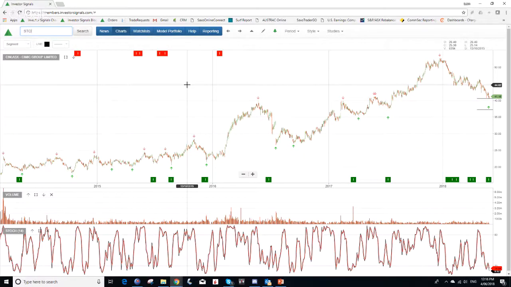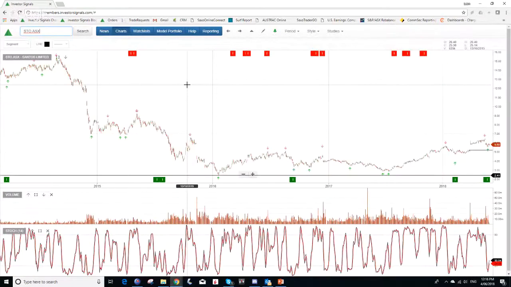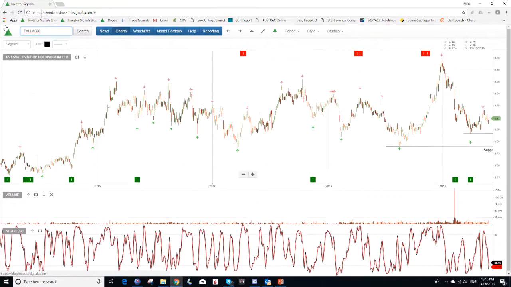Santos, I think this is good buying, and the expectation here is that we get a higher takeover offer at above $7. I think Tabcorp coming into the upcoming earnings result in August, you want to be long Tabcorp coming into that result.